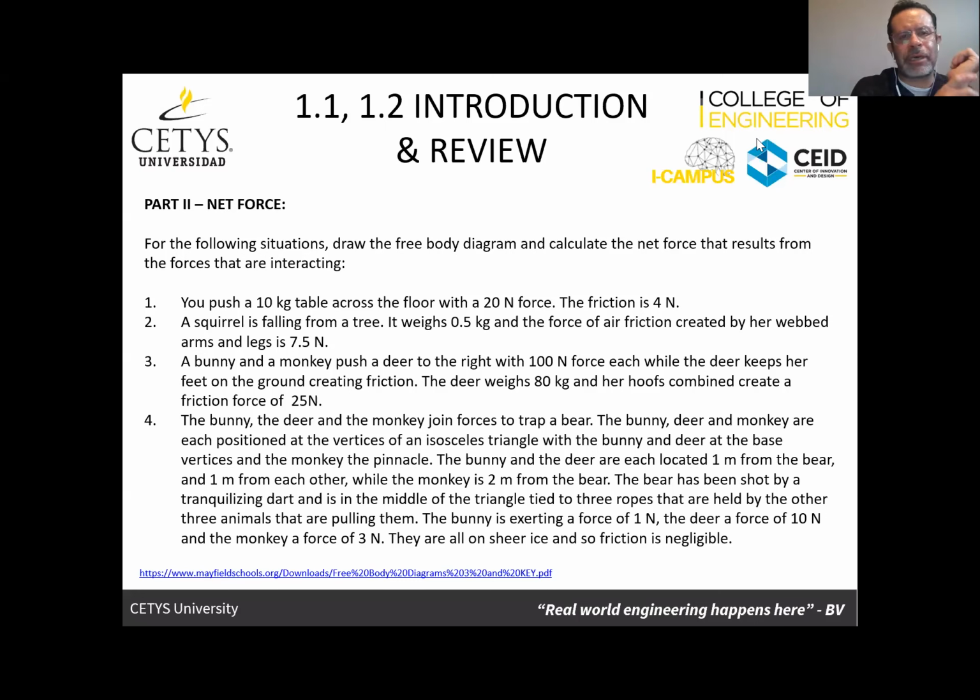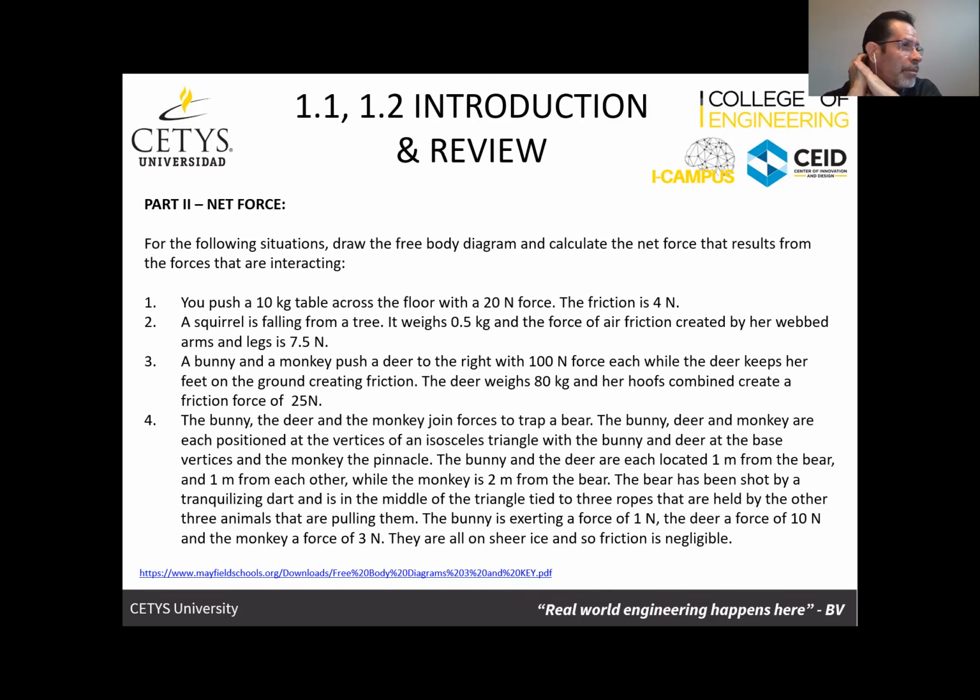Okay, so let's look at these situations. I'm going to look at situation number 1. It says you push a 10 kilogram table across the floor with a 20 Newton force. The friction is 4 newtons.